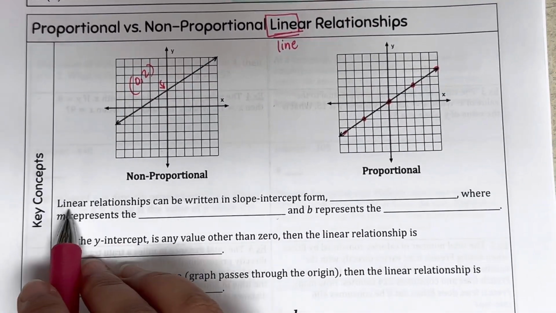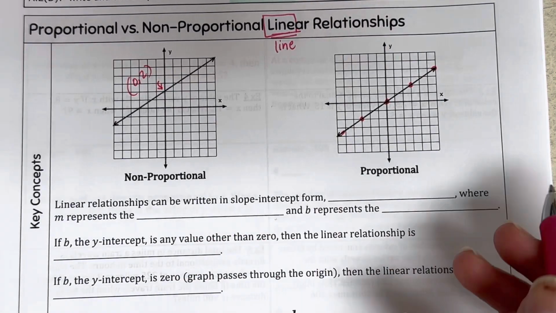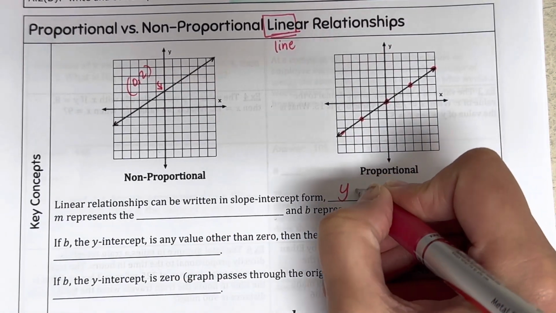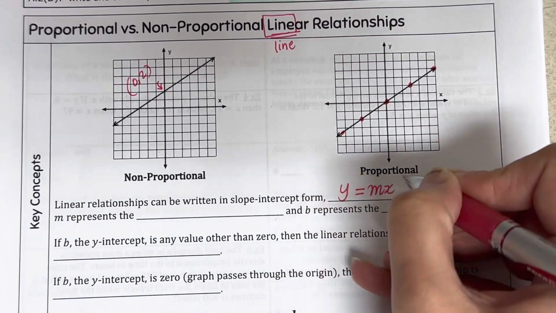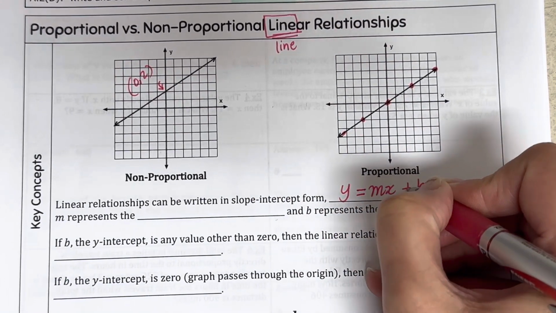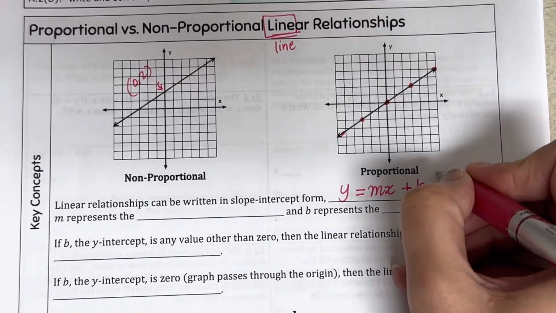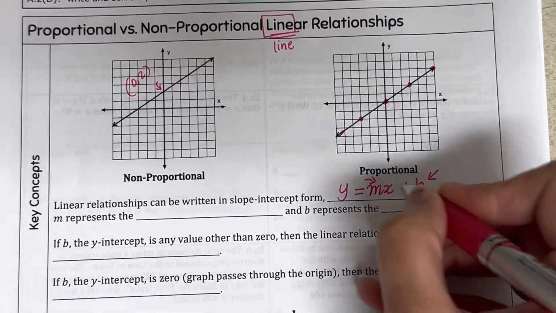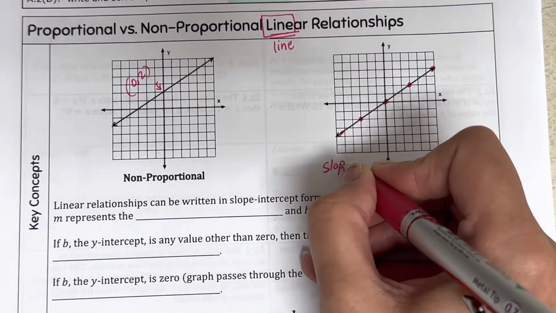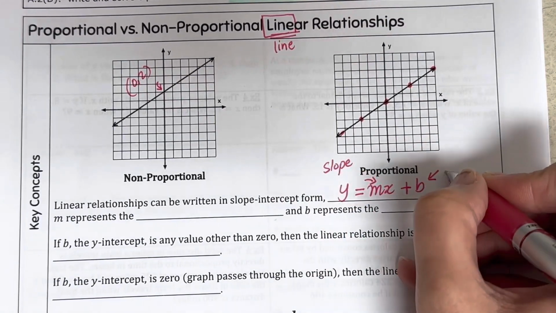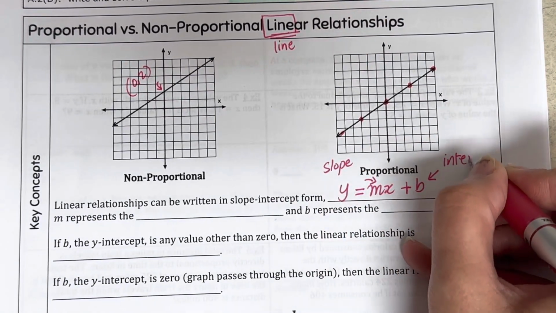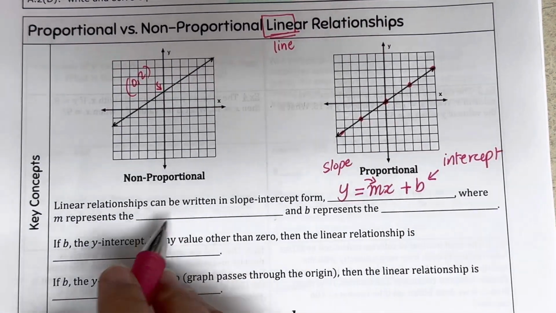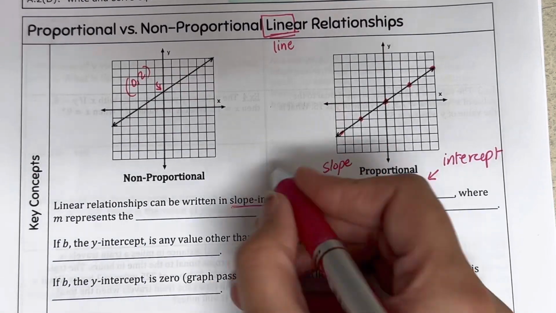Let's fill in these blanks. Linear relationships can be written in slope-intercept form. What is your slope-intercept form? y equals mx plus b. How do you know this one is slope-intercept form? Because it has two pieces of information. The first is a slope, and the other one is the intercept. That's why it is called slope-intercept form. Slope, intercept.